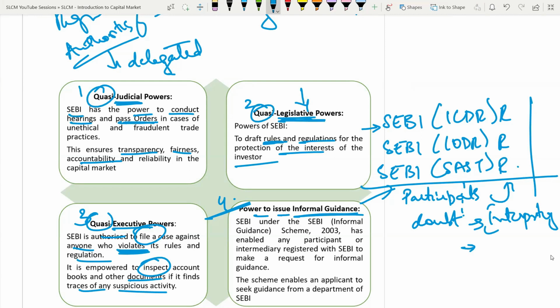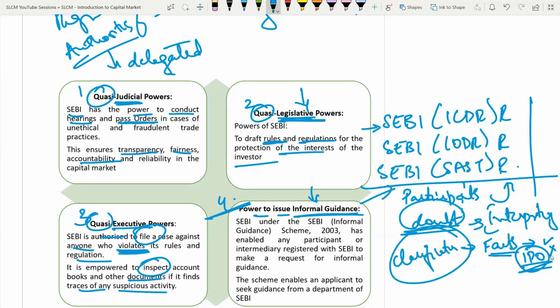activity, or in particular given circumstances, facts of the case, if they have to do a particular act, if they want to go for an IPO, whether they can do it or not. Based on the facts of their own case, they are not able to understand. They have some kind of doubt. At that time, using this informal guidance scheme, they can approach the Securities Exchange Board of India for clarification. So SEBI is going to give them clarification in the form of informal guidance.